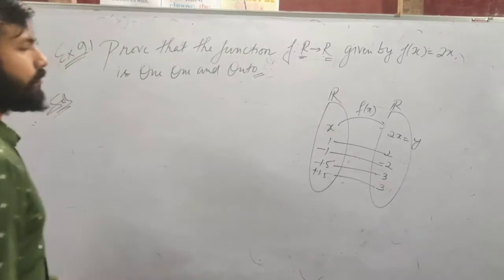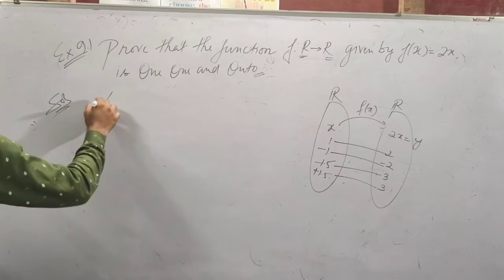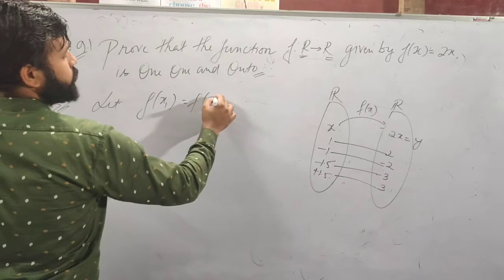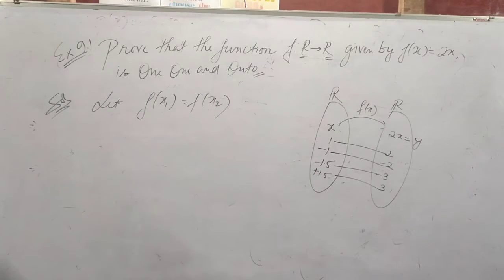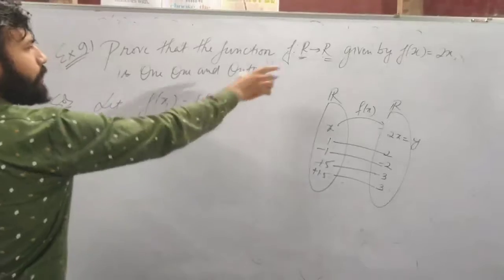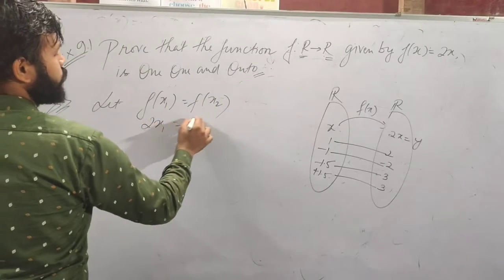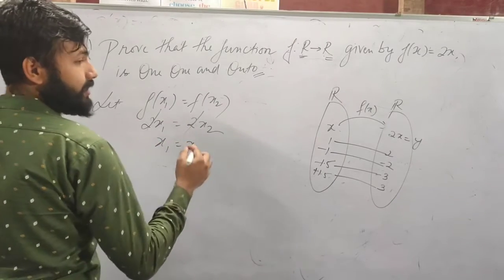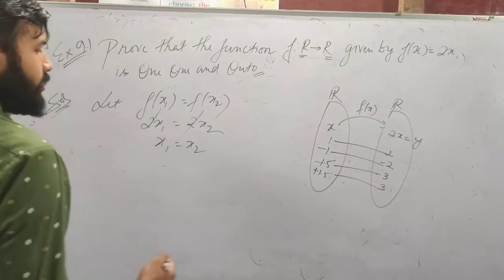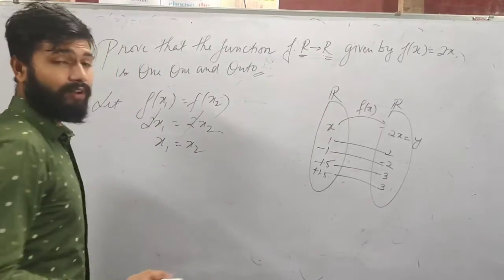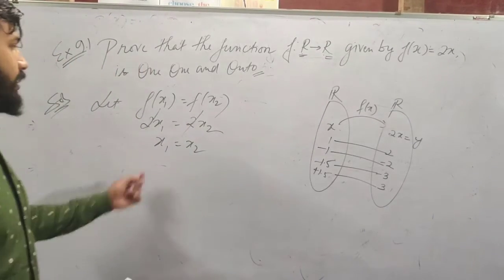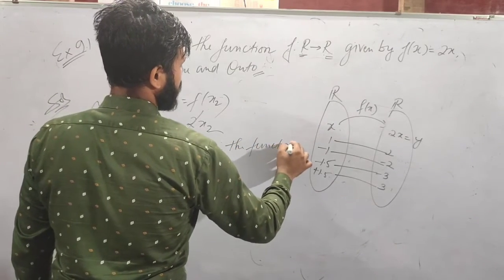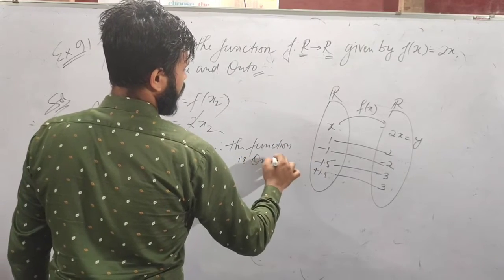How to prove it? As we have the format, let, what is the consideration? Let f(x1) is equal to f(x2). So how is f(x1) defined? f(x1) is defined the same way, twice of x1 equal to twice of x2. So if you cancel 2, what you come to know is that x1 is equal to x2. This is the way you can proceed. That means x1 and x2 are not two different elements, they are talking about the same element. So it is 1-1. Therefore the function is a 1-1 function.